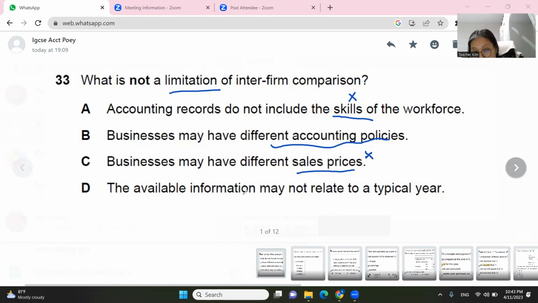The available information may not relate to a typical year, because the effect could happen in future. So you will not be able to predict what is going to happen. Sometimes what you budget may not, especially like a provision, you estimate your car 10%, maybe something happened, then you have a different impact on the calculation of the accumulated depreciation upon the disposal. So this is the problem when we do the estimation in accounting. So this one is not a limitation. This should be C.